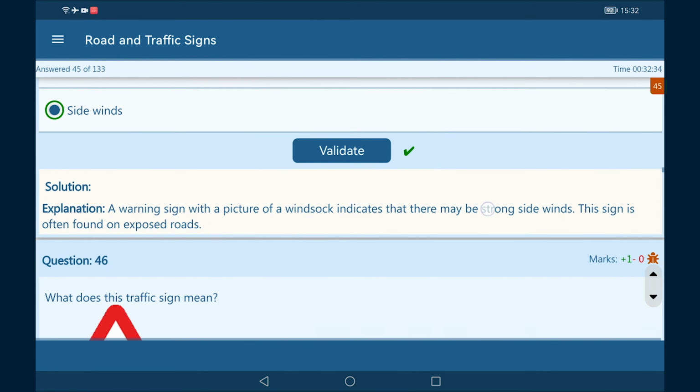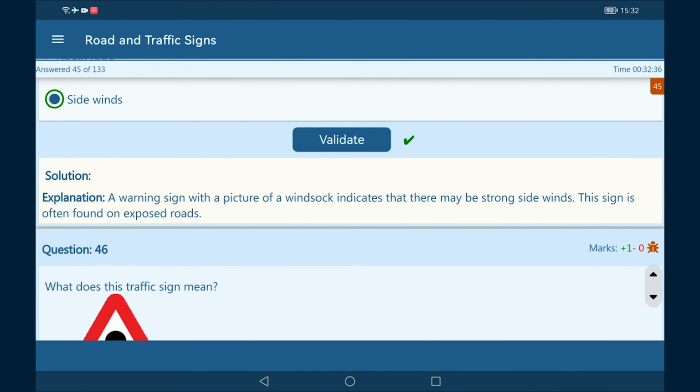Explanation. A warning sign with a picture of a windsock indicates that there may be strong side winds. This sign is often found on exposed roads.